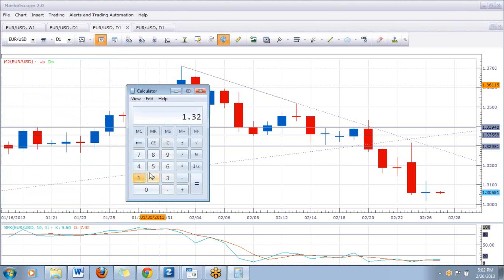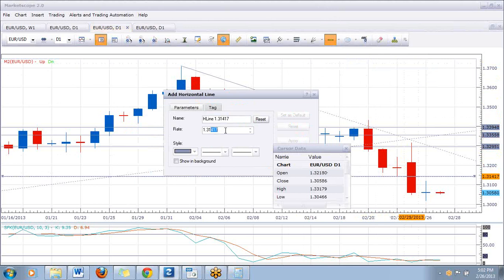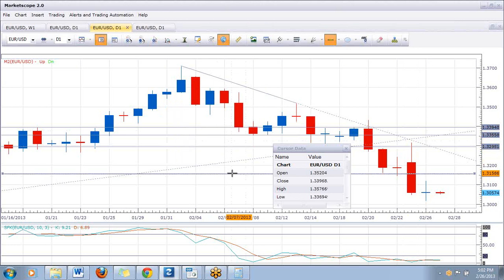So 1.3215 plus 1.30586. If we divide that by 2, that is the mean, that's the average. So the trigger is 131.54. Okay. This is now the trigger. Okay, that's the trigger price.